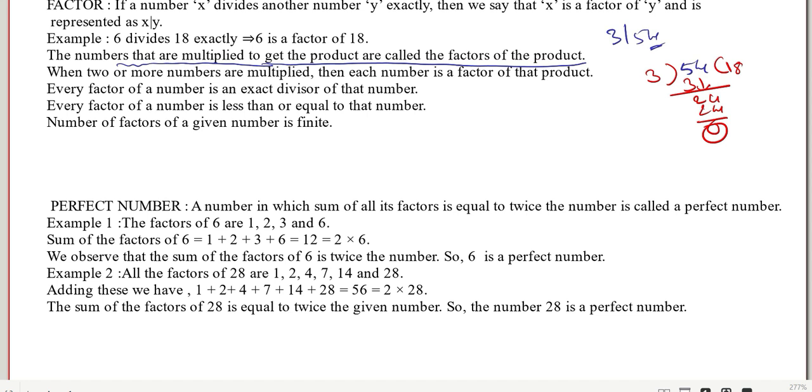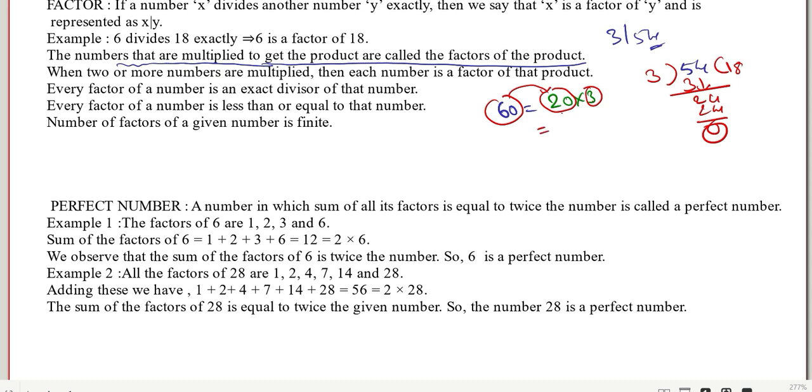Let us take an example. If I take 60, and write it as a product of two numbers, like 2 times 30, is it correct? Yes. If I write this number as a product of two numbers like this, then whatever two numbers are involved in this factorization, these two numbers are called factors of 60.